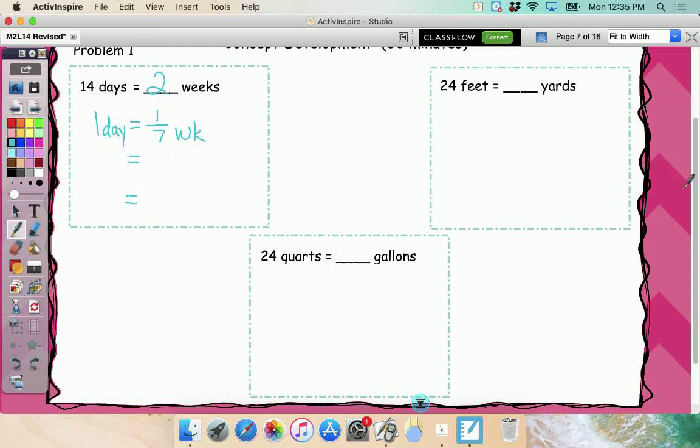Okay, now you solve the problem the same old way. You take whatever number's here times whatever you wrote. So 14 times 1/7. Now, this is kind of confusing because I already know that to figure this out, I'm going to have to divide. Did everybody else already know that you had to divide? You had to divide 14 by 7, didn't you? Okay, so why in the world am I multiplying?